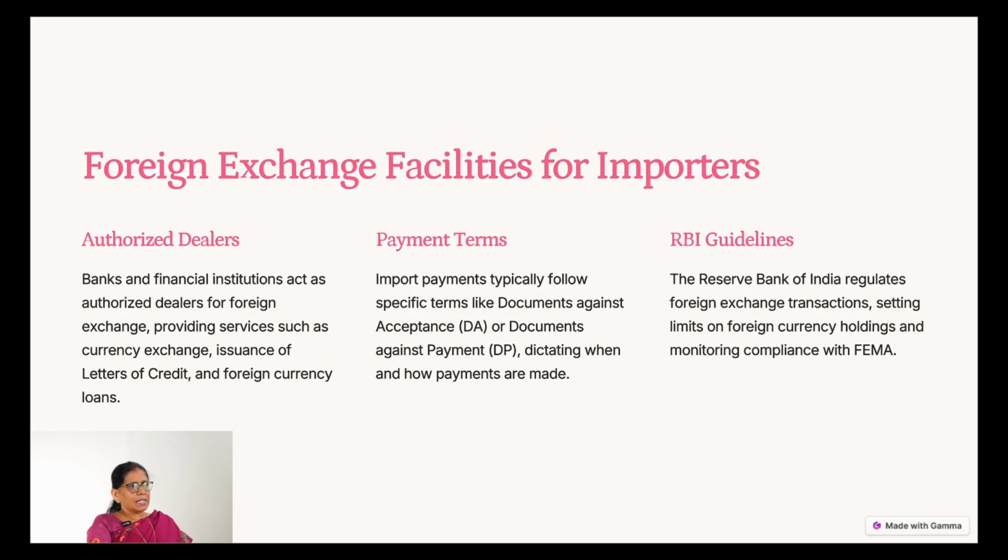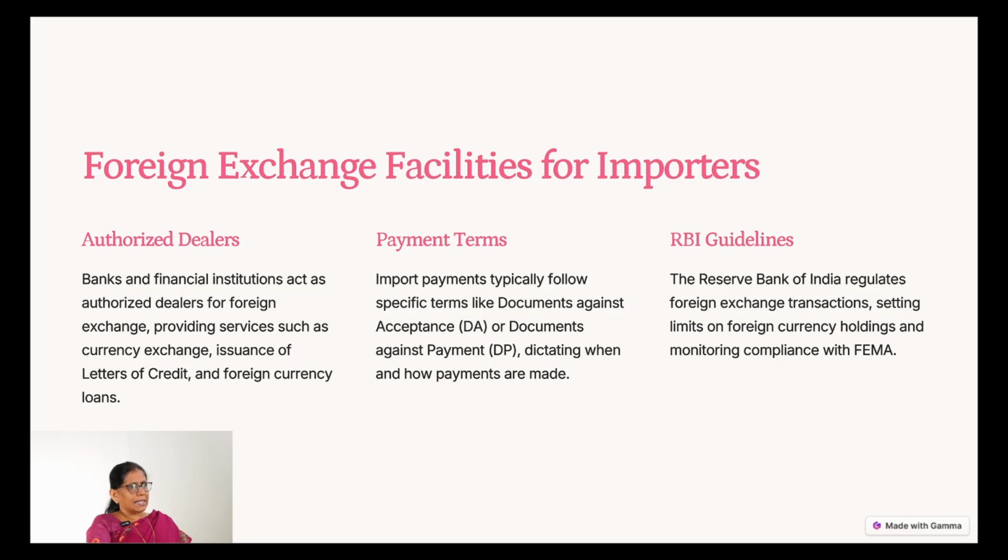The Foreign Exchange Management Act, FEMA 1999, governs foreign exchange transactions in India, regulating the flow of foreign currencies in and out of the country. Foreign exchange facilities are critical to importers as they enable smooth financial transactions and compliance with international monetary requirements.